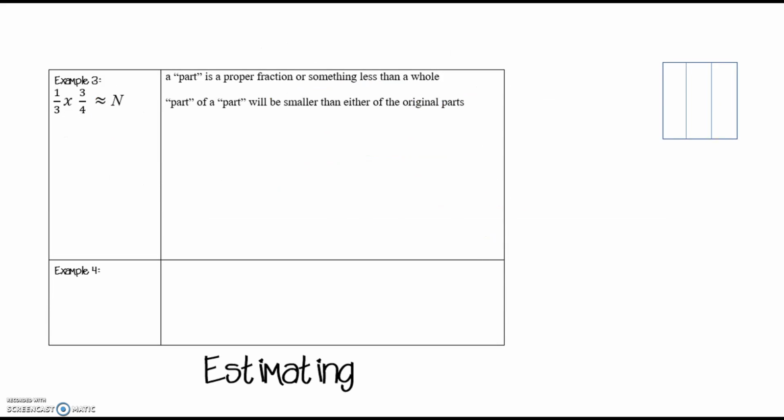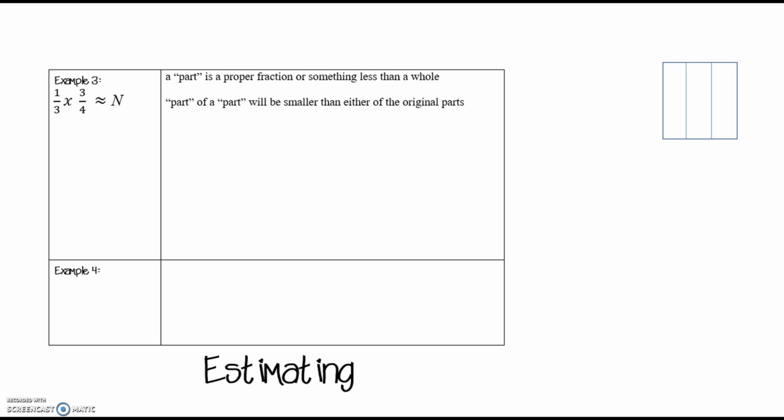In example 3, we're going to look at estimating multiplication of fractions. So remember, a part is a proper fraction, or something that's less than a whole. So in this case, I have two proper fractions, 1/3 and 3/4. I'm taking a part of a part. Whenever we do that, our answer will be smaller than either of the original fractions or parts.